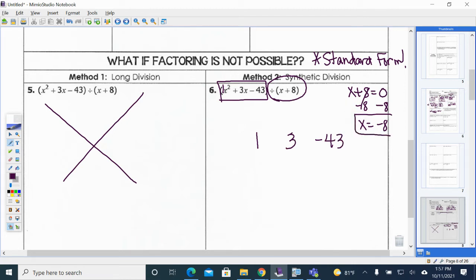Now I'm going to use this x equals negative 8. I'm just going to use the negative 8, and that's going to go to the left of the 1, and I'm going to put a little box around the negative 8.